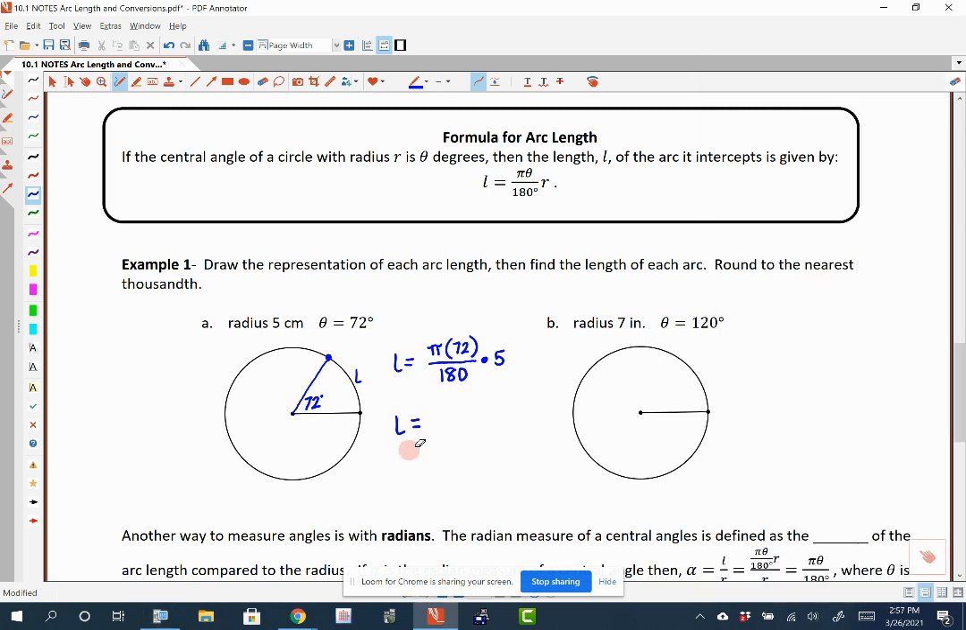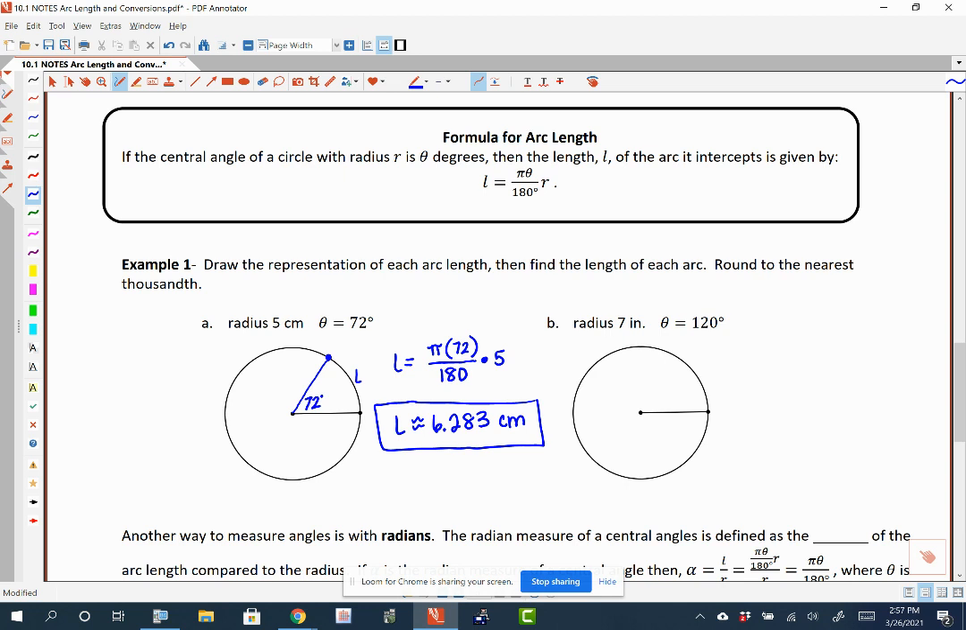So actually, I'm going to change my equals to an about because we're rounding here. 6.283, and we're going to make sure we put our units if they're given to us. This one is in centimeters. So for this particular circle, the length would be about 6.283 centimeters.